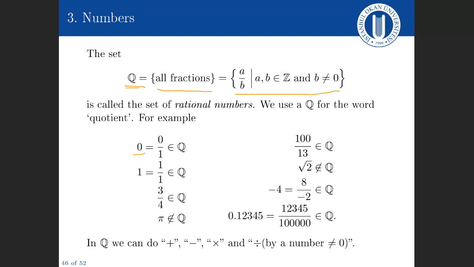For example, 0 is a rational number, 1 is a rational number, 3 divided by 4 is a rational number, 10 over 13 is a rational number. But pi is not a rational number, square root of 2 is not a rational number, etc. In Q, we can do addition, subtraction, multiplication, and division, as long as we're dividing by a number which is not 0.